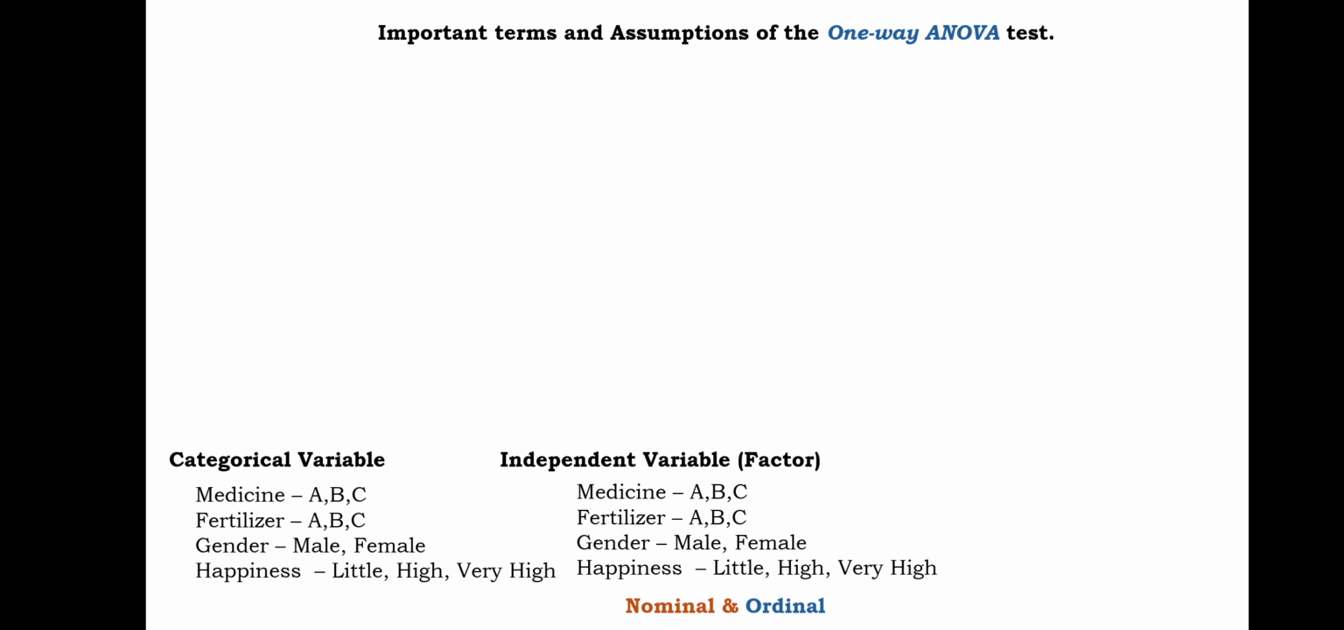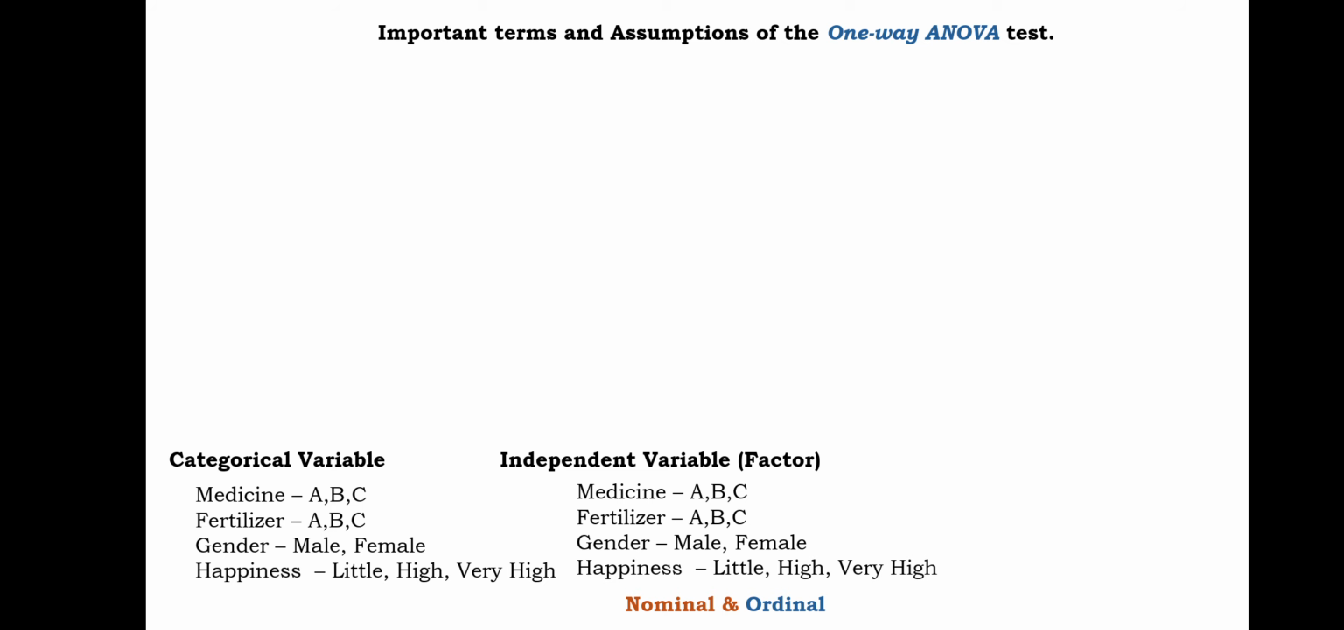Now, look at these bright colored things. We have medicine, which has categories A, B, and C. We have fertilizers that have categories A, B, and C. We have gender, which has categories male and female. Do you know that all these three variables that have categories are nominal variables?